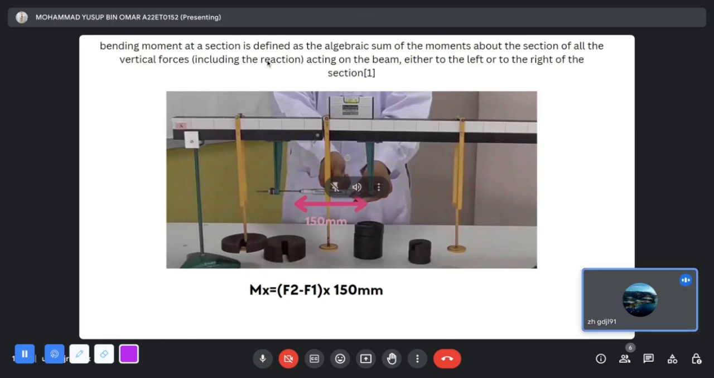Bending moment at a section is defined as the algebraic sum of the moments about the section of all the vertical forces acting on the beam, either to the left or to the right of the section.